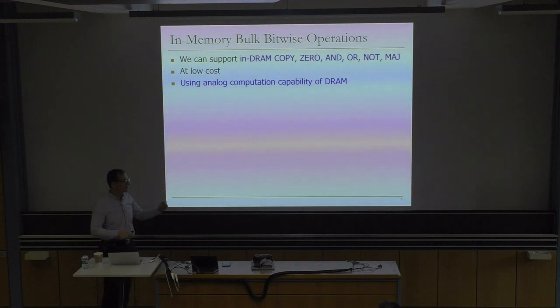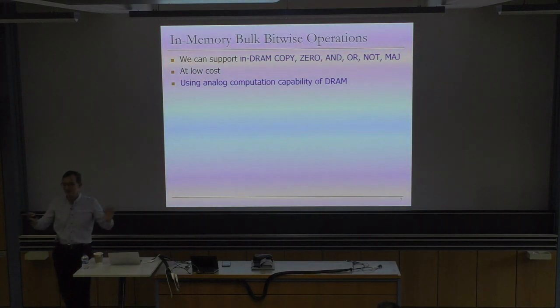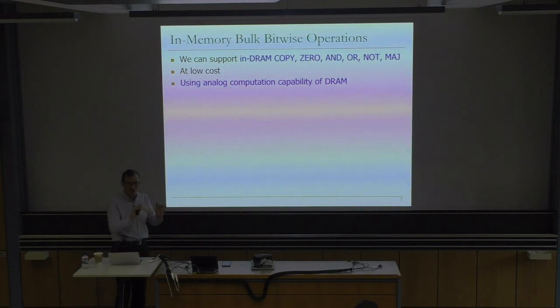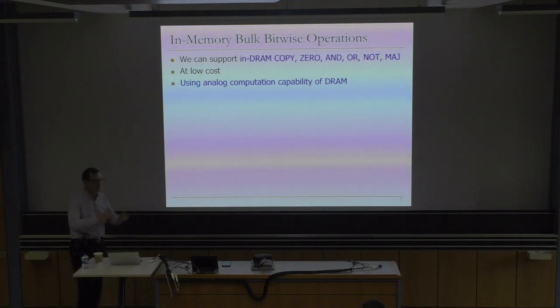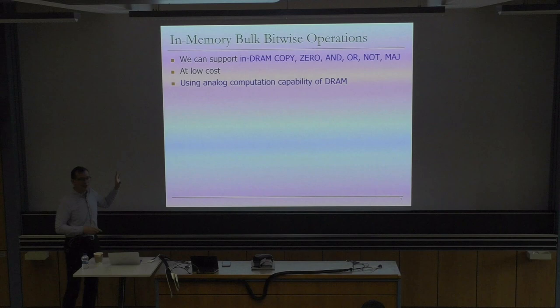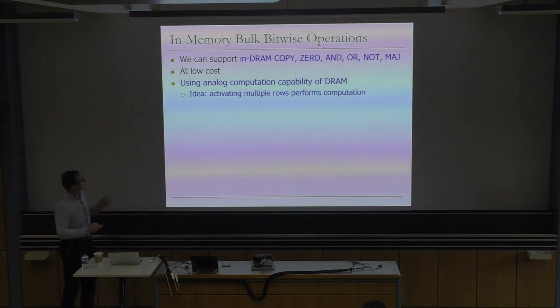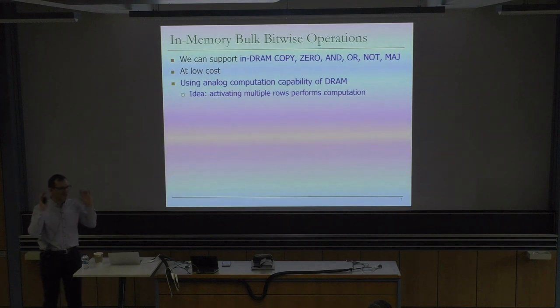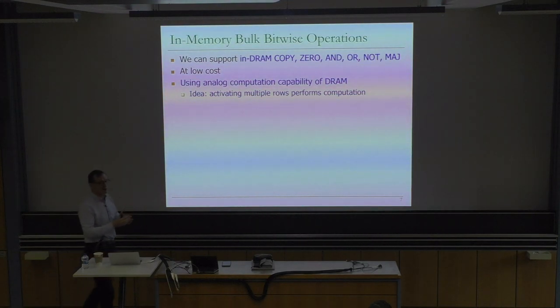And then whenever you activate the next row, that charge gets shared into the capacitor. That's all analog. There's nothing digital over here. The sense amplifier is the only place where things are digital in a sense, right? It really amplifies things to 1 and 0, or highest voltage and lowest voltage. So everything we discussed in RowClone was analog. Now, it turns out, if you activate multiple rows at the same time, this also performs computation. And you can start thinking why at this point, but it's really about charge sharing again.